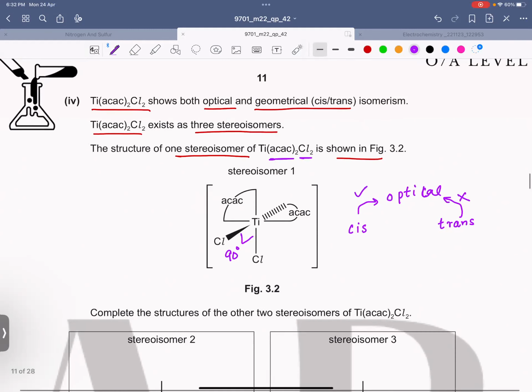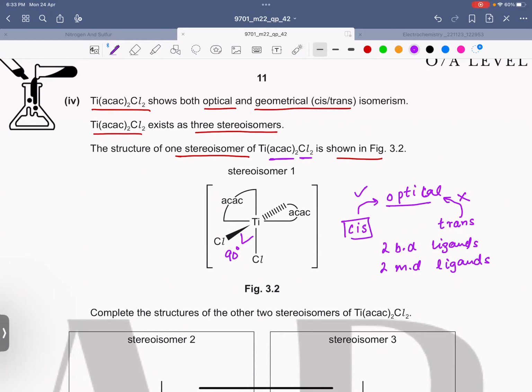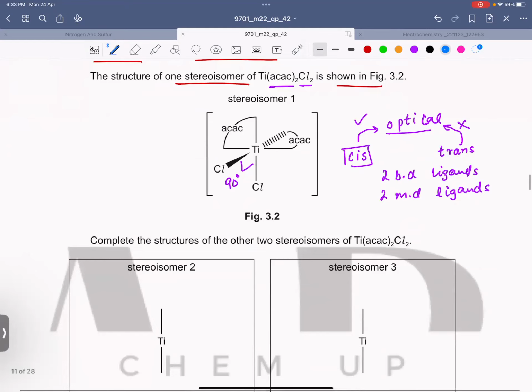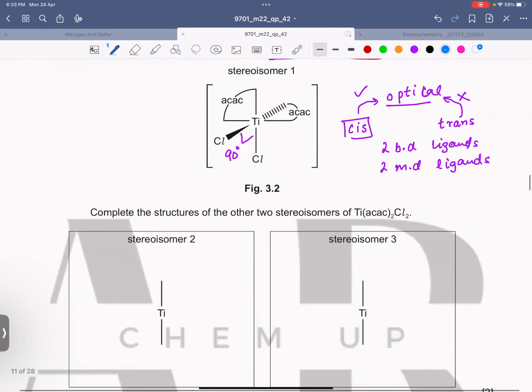When the coordination number is 6, and we have two bidentate ligands and two monodentate ligands, that's how we get 3 stereoisomers, because cis has an optical isomer as well, which means its mirror image, and trans doesn't have an optical isomer. Is this understandable? Okay.